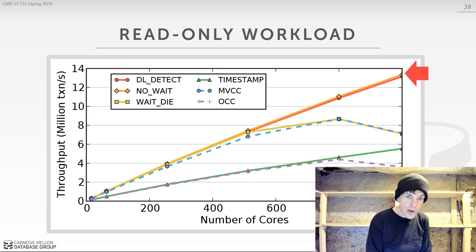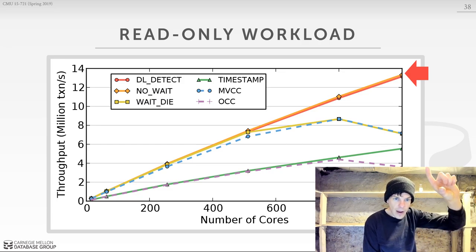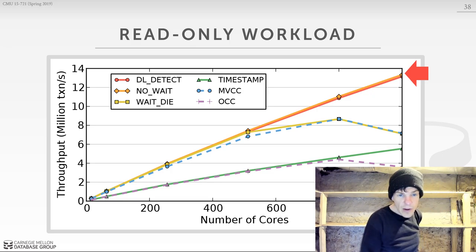So the first trend we see is that deadlock detection and no wait turn out to perform the best here, and you can scale up to 1,000 cores because they're not really doing any extra work. No wait says I need to acquire this lock, which I can because it's always a shared lock. So I just update a status saying I have a shared lock on this tuple, and then I can read it. I can do that very quickly. With deadlock detection, same thing. I'm acquiring shared locks. There's never any deadlock, so there's never any stalling. So everything runs real quickly.